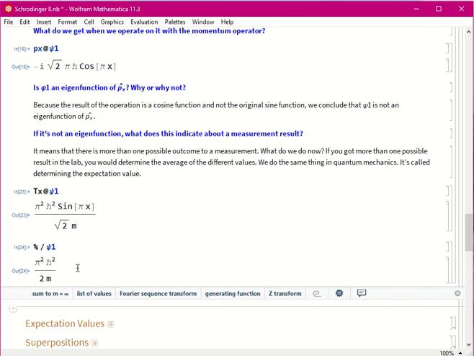So we will actually then stop here and take a look at what happens in the lab and how we deal with these situations when we look at the possible outcomes of our measurement.